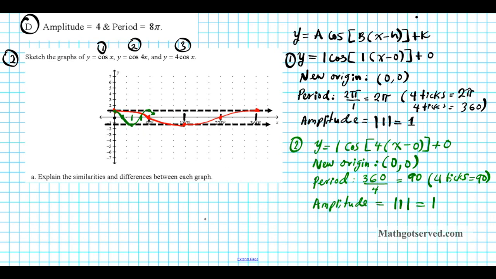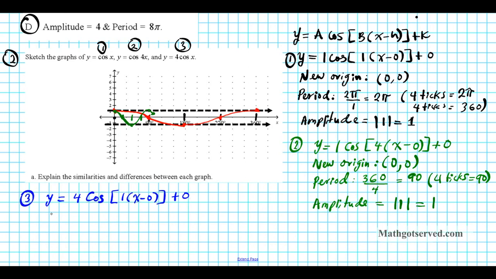Now let's graph function 3 and see if we can make a comparison. For function 3, we have y equals 4 cosine x. Now let's write this function in the general format here. So we have y equals 4 cosine. The coefficient of x is 1, x minus 0 plus 0, because nothing is being added or subtracted to the x, and nothing is being added to this whole term right here.